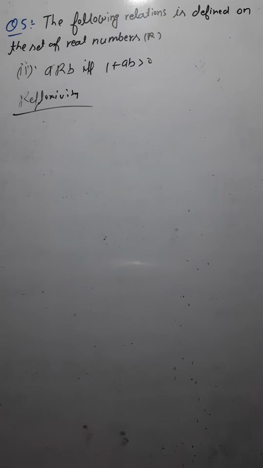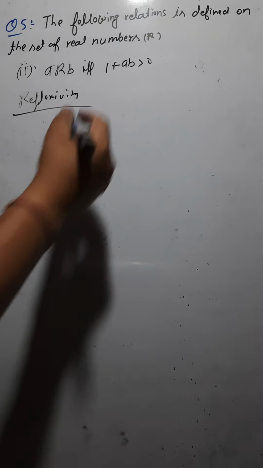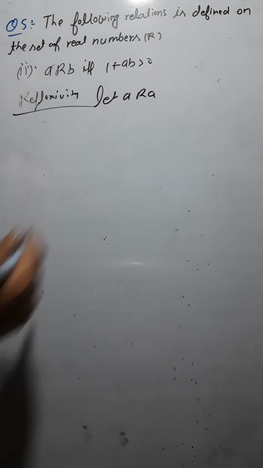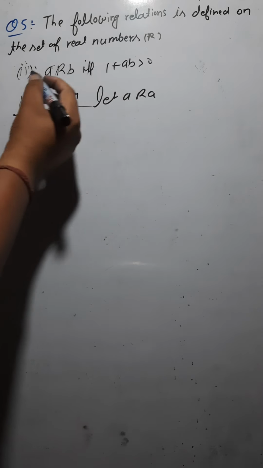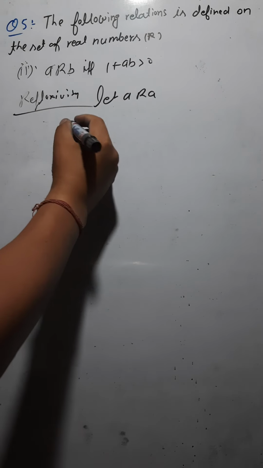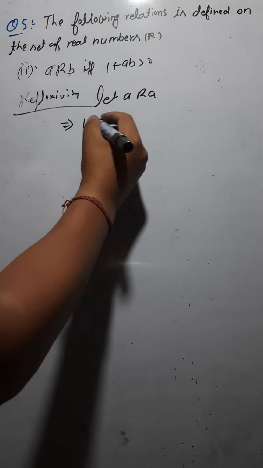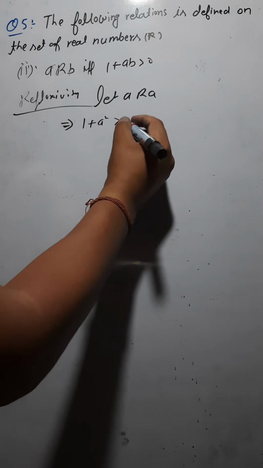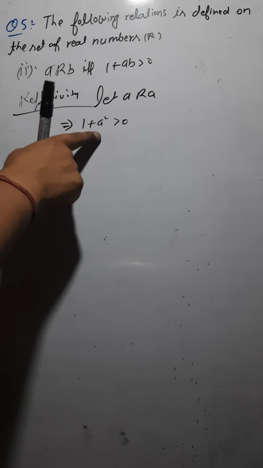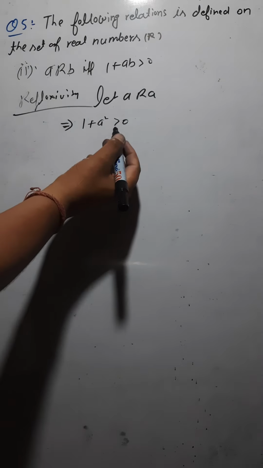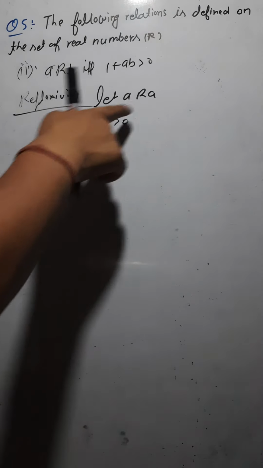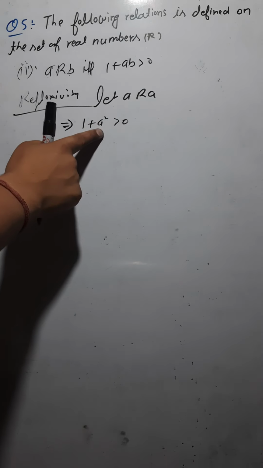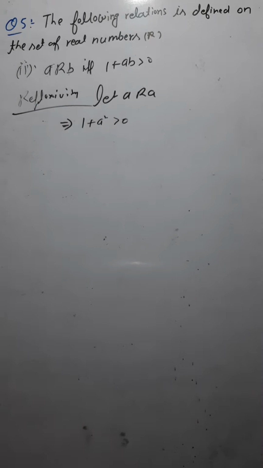Let A be related to A itself. So what does this imply? According to the given condition, if A is related to A, it implies that 1 plus A into A, means A square, should be greater than 0. Does this follow the condition? Yes, 1 plus A square is greater than 0, because let's say A is negative, if you square it you again get a positive answer, and you are adding 1 there, so you would be getting greater than 0.